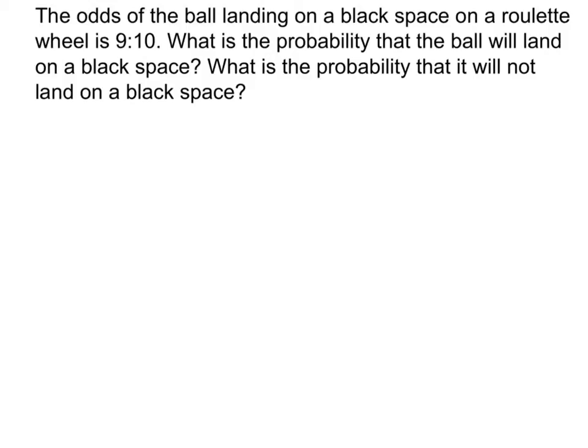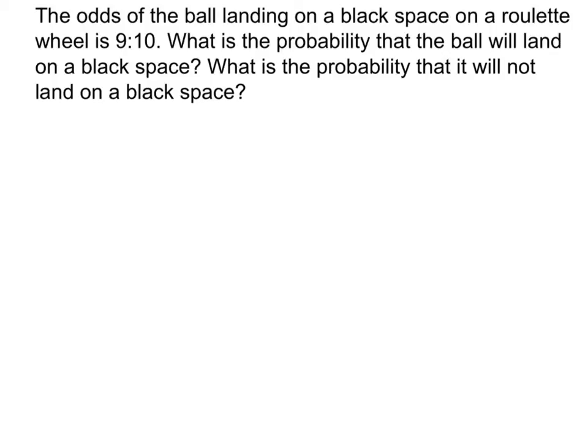This problem is going to ask us to convert from odds to probability. And it reads, the odds of the ball landing on a black space on a roulette wheel is 9 to 10. What is the probability that the ball will land on a black space? And then what is the probability that it will not land on a black space?